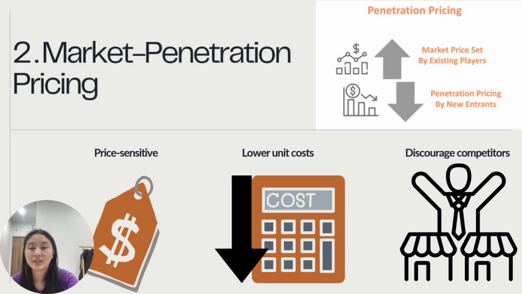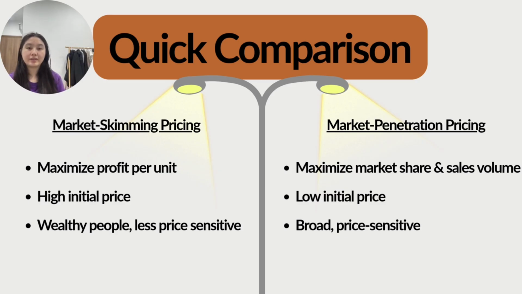before raising prices later. Now let's make a quick comparison. Market skimming pricing focuses on maximizing profits per unit, starting with a high price and targets wealthy or less price sensitive customers. Meanwhile, market penetration pricing aims to maximize market share and sales volume, starts with a low price and targets a wider, more price sensitive audience. For example, Samsung's Galaxy Fold is a skimming product, while Spotify's low price plans are penetration pricing.